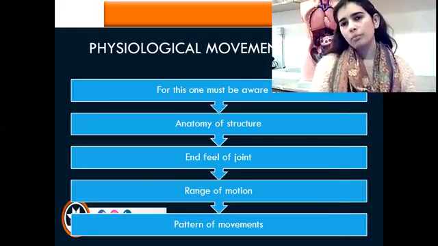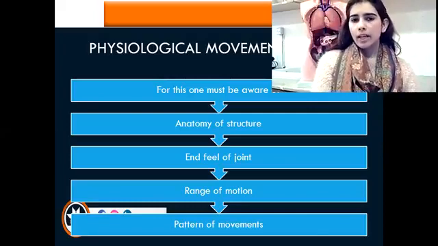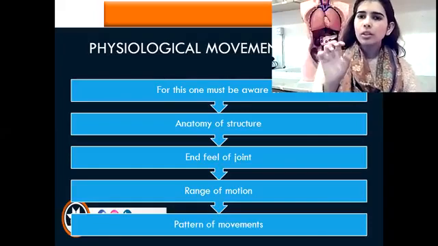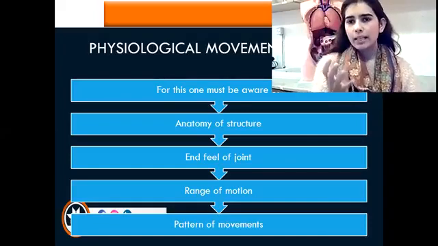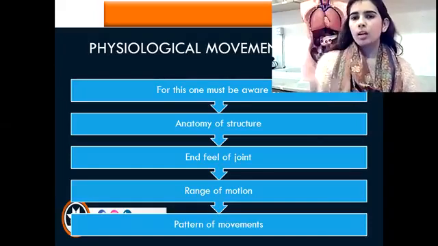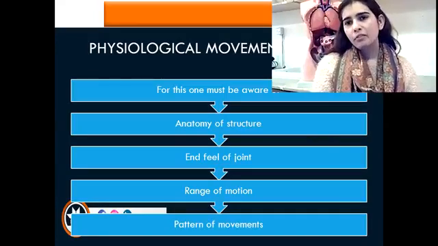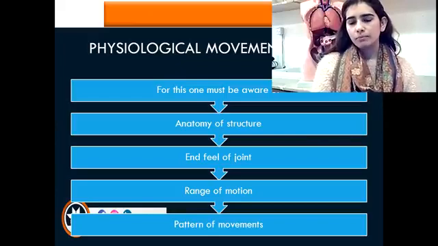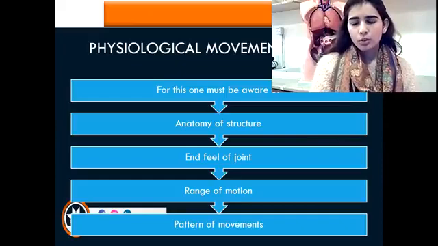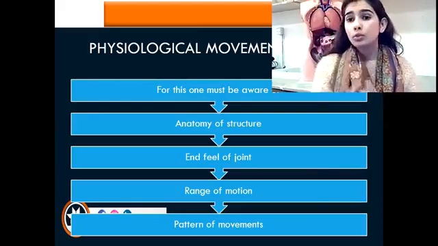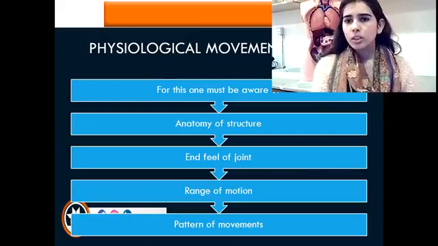For this, one must be aware of the anatomy of the structure. Knowing the anatomy of the structure makes the person able to flex the elbow and move the joint, and the end feel of the joint should be good, as well as the range of motion, so the therapist who is going to make a movement can complete it.